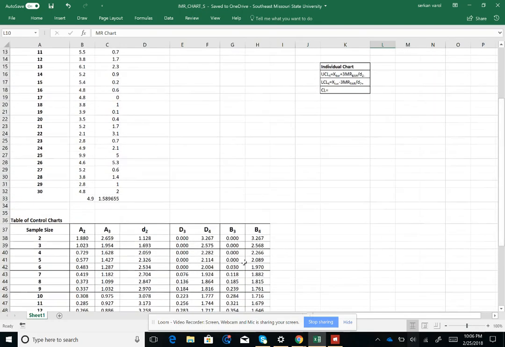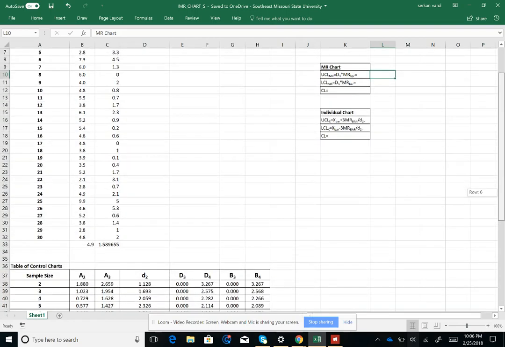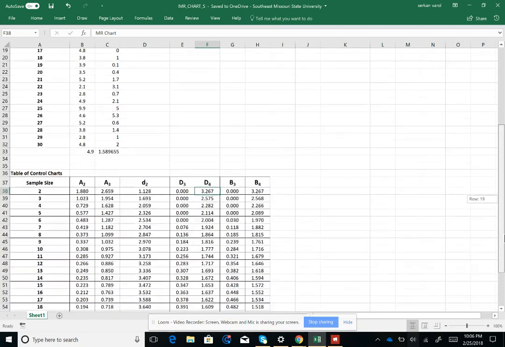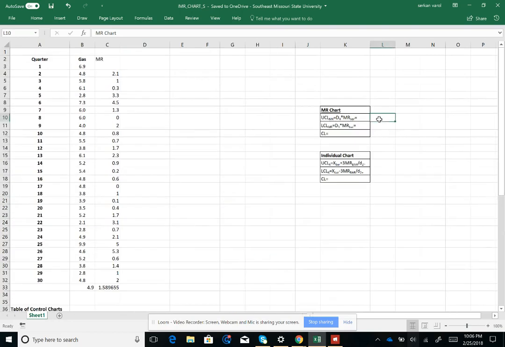N is always equal to 2. And what am I looking for? I'm looking for d subscript 4. So this is the value that I'm looking for, which is f, this is F38. All right. What is my MR bar? MR bar is cell C33. Okay, so that should give me the upper control limit. That's my upper control limit.